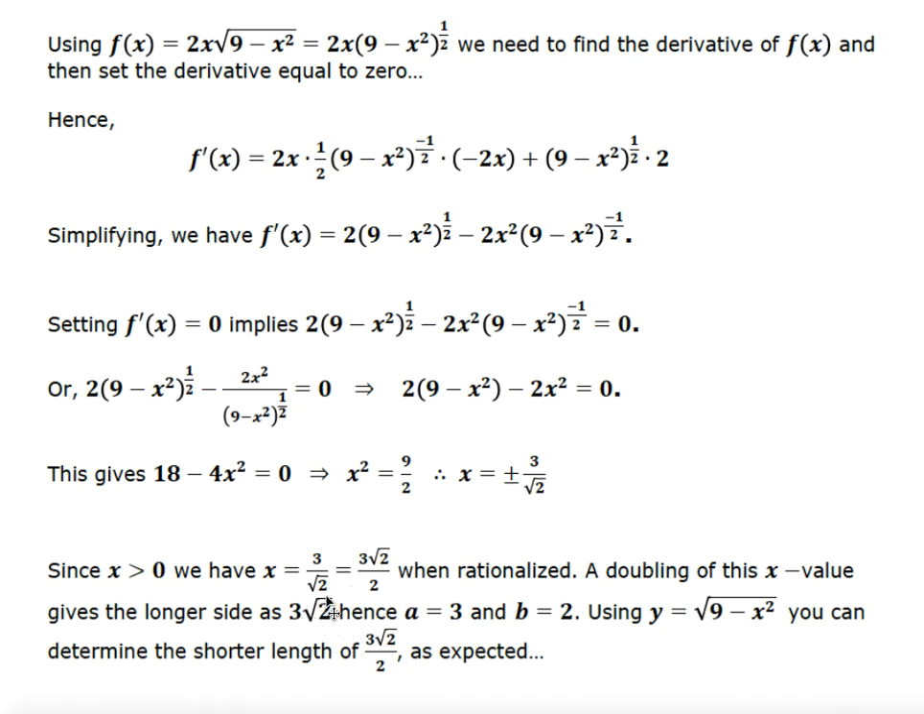And so that's going to be the longer side. That's the a value, and the b value that we need in terms of some a root b form. Then plugging that into this relationship here to get the y value, you can determine that it's 3 root 2 over 2.